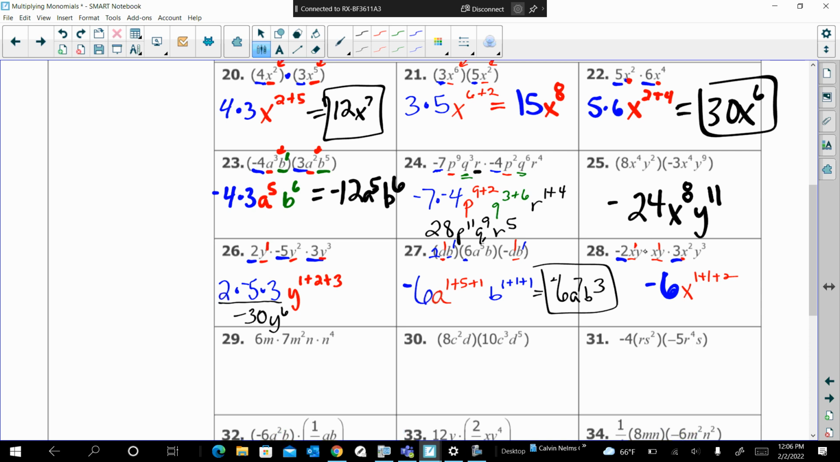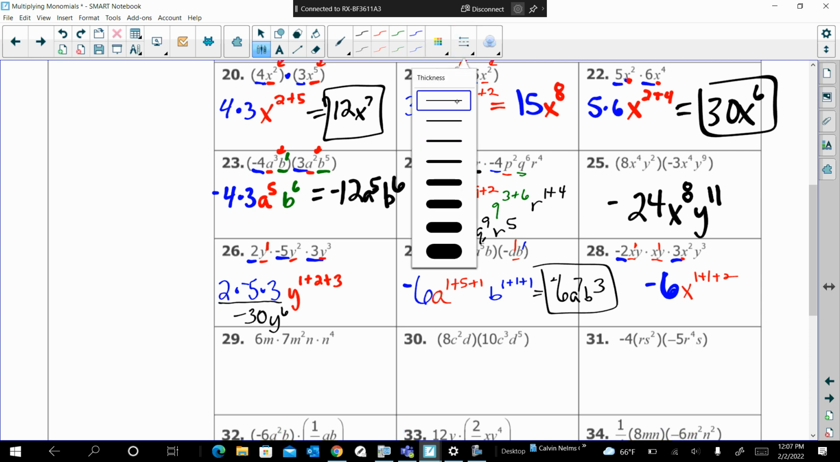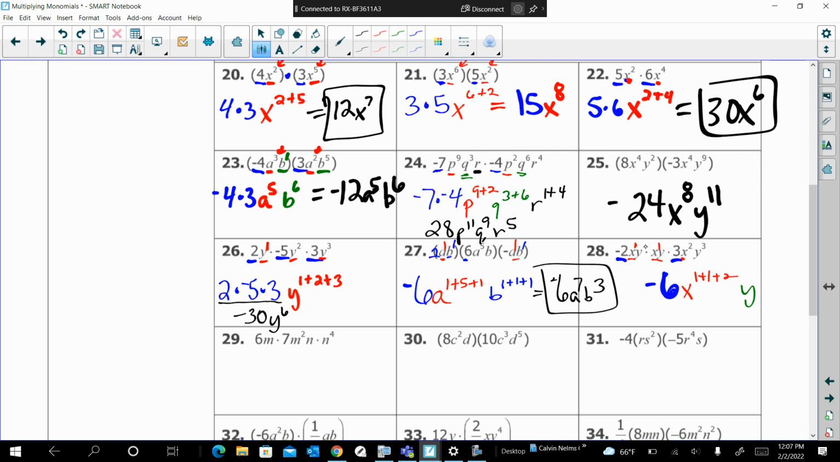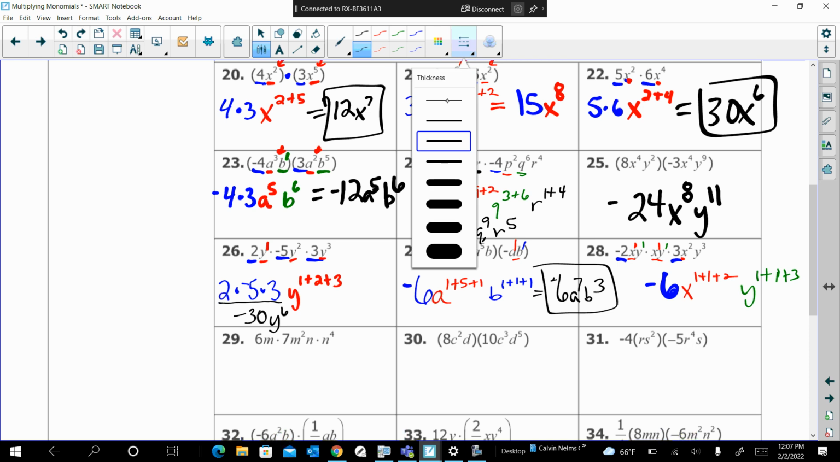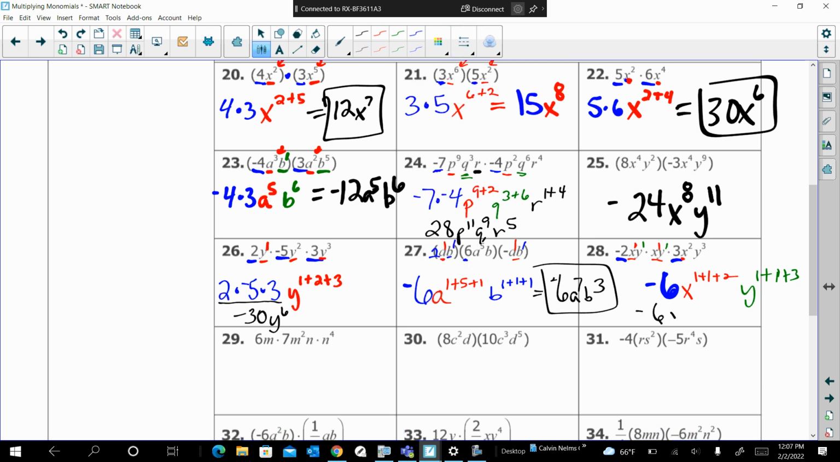If I don't see an exponent, it's always 1. So that's x to the 4th power. X to the 4th and y to the 5th, right? Yeah, y to the 5th. I was looking at the wrong question, because we have 1y, another 1y, and y to the 3rd. So it's 1 plus 1 plus 3. So this becomes a negative 6x to the 4th, y to the 5th.